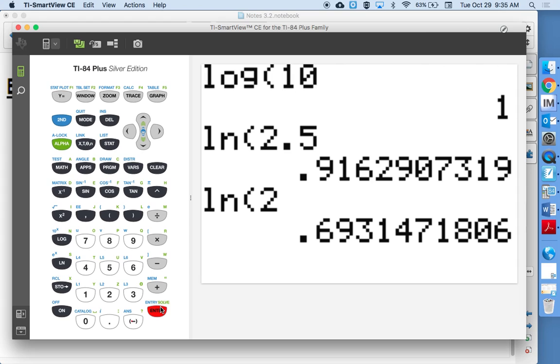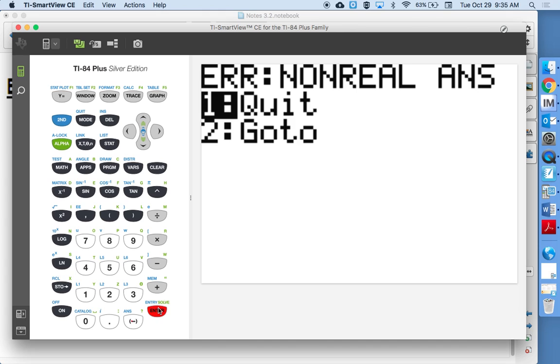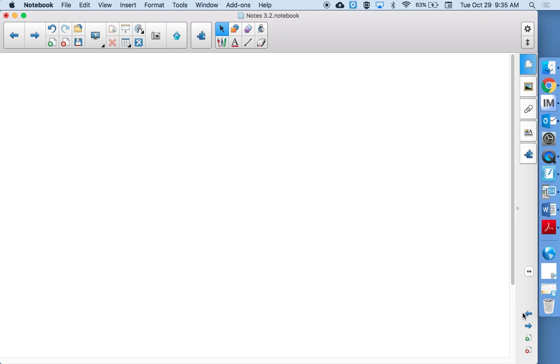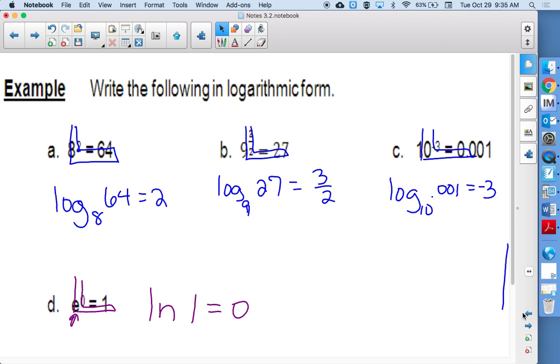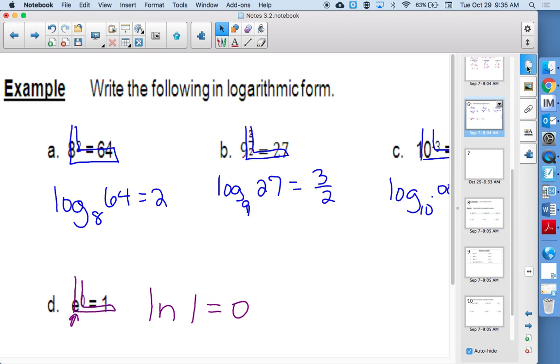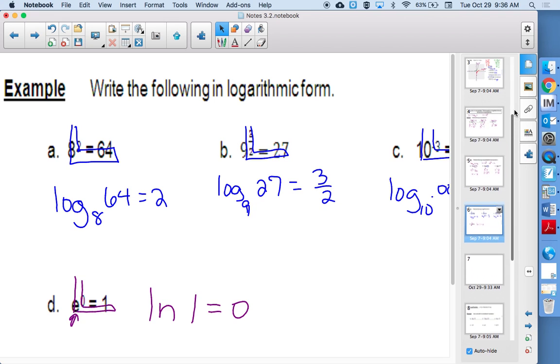Okay. What about negative numbers? Which one is negative? You can't do that. It's illegal. Negative 2? It is illegal. Why is it illegal? Because it's not real. I don't know why it's not real. Why is it not real? Because you can't take the exponent or the square roots.